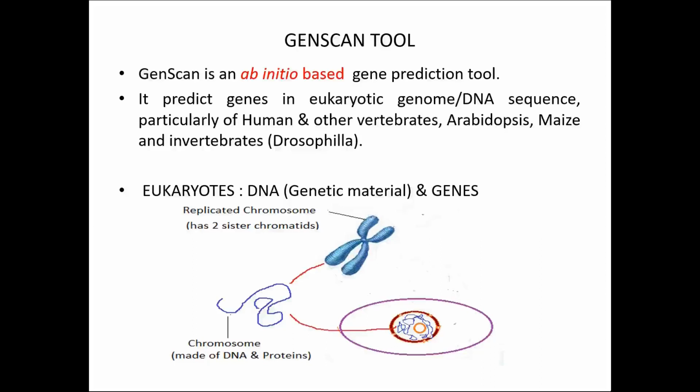As this tool predicts genes only in eukaryotic genome, let's see about eukaryotic DNA and genes. DNA is the genetic material in the eukaryotic cell which is found inside the nucleus. It exists as many thread-like structures. These thread-like structures replicate during cell division, and along with the sister chromatids which are formed and with many proteins, they form thick X-shaped structures called chromosomes. And this is the form of chromosome what we observe under microscope.